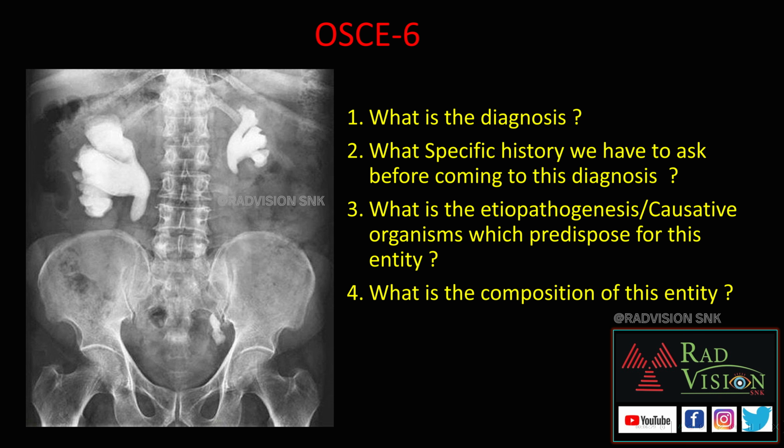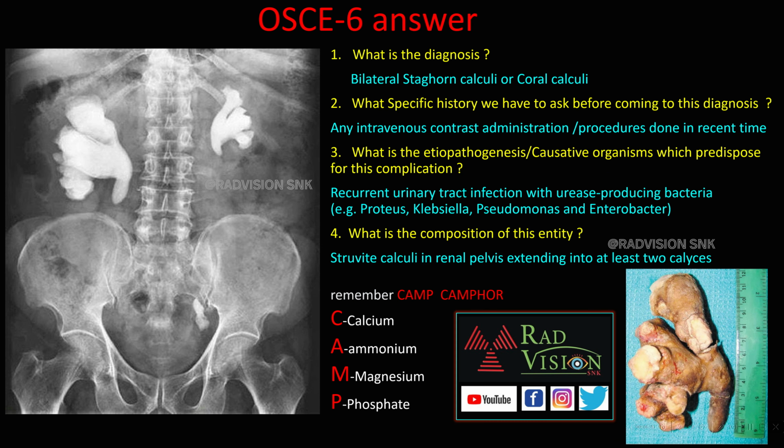So you can see these are radiopaque foci noted in the bilateral kidneys, which are filling the bowl of the pelvicalyceal system, and also there is a radiopaque density in the left lower ureter. So what is the diagnosis? These are nothing but bilateral Staghorn calculi, or coral calculi. What is the specific history we have to ask? Any previous intravenous contrast administration has to be asked, because intravenous contrast administration or IVP can also produce pooling of contrast in the kidneys and produce this imaging appearance.